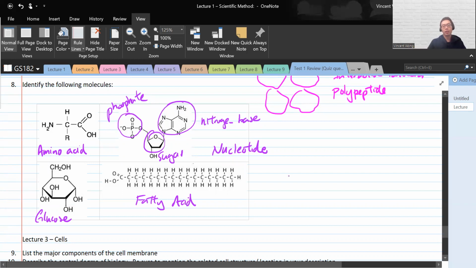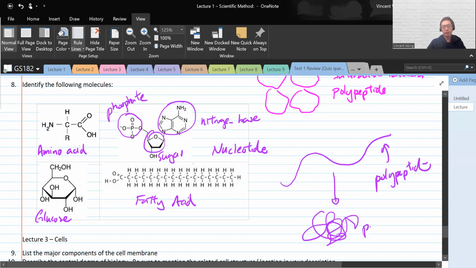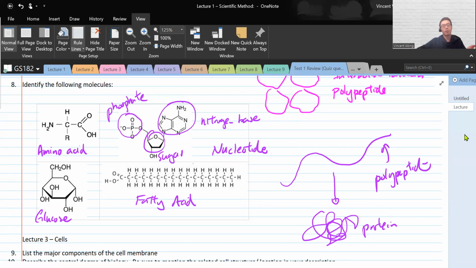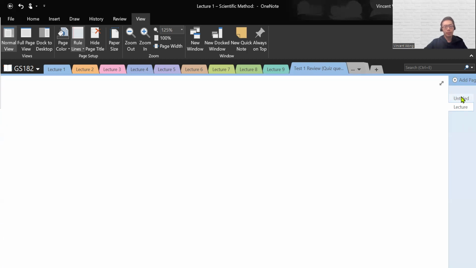Oh, so when the amino acids link together, this whole thing is called a polypeptide. And then the polypeptide will fold up, and this forms the protein. So essentially polypeptide is just the whole sequence. It's like saying polysaccharide, which is all the glucose linked together. Okay.